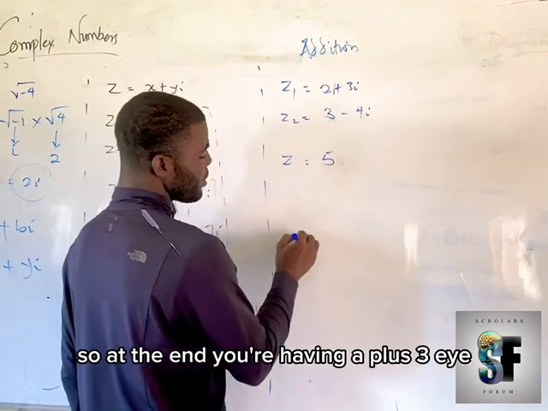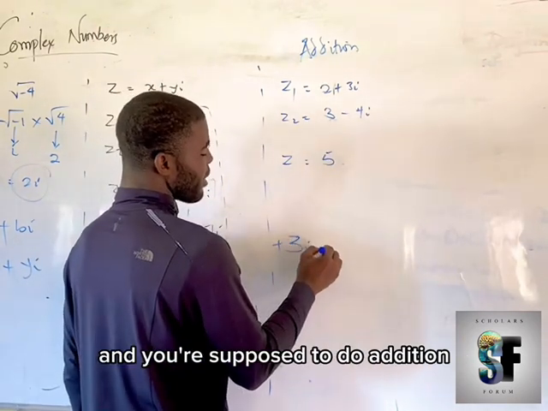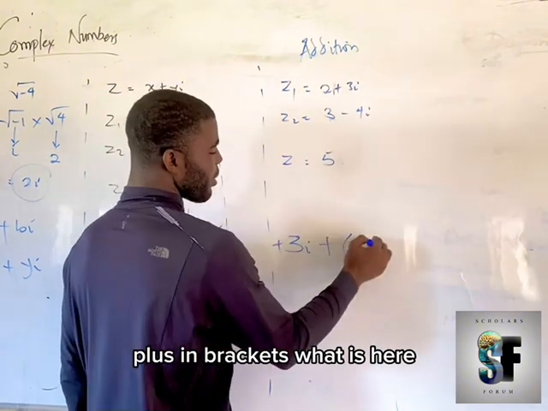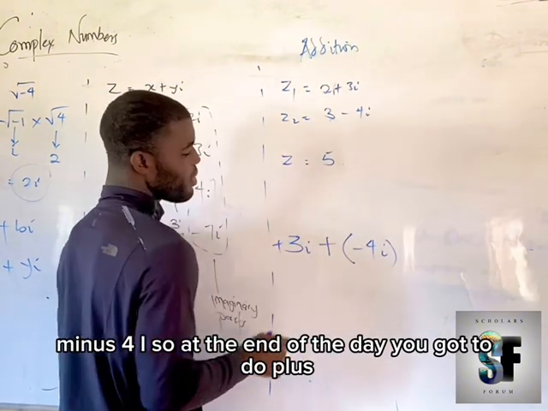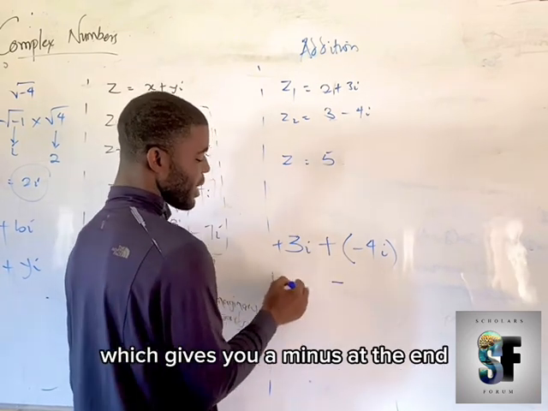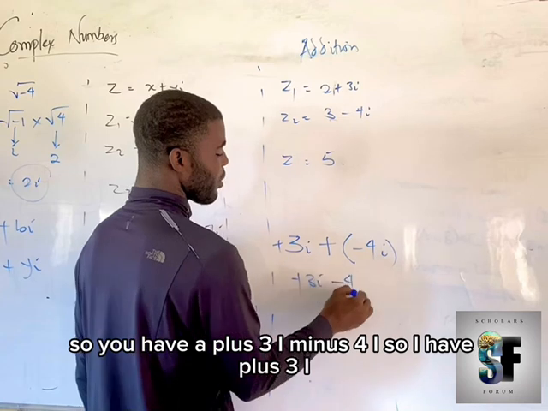So at the end, you have a plus 3i, and you are supposed to do addition, plus, in brackets, minus 4i. So at the end of the day, you do plus multiplied by minus, which gives you a minus at the end. So you have a plus 3i minus 4i.